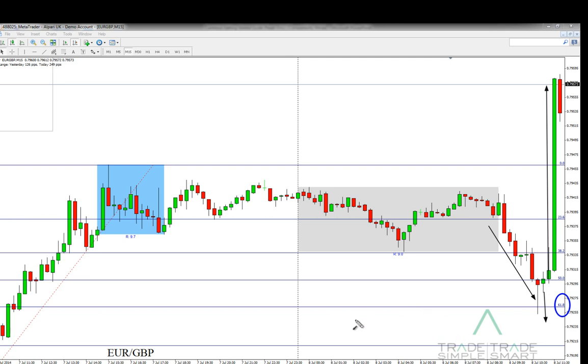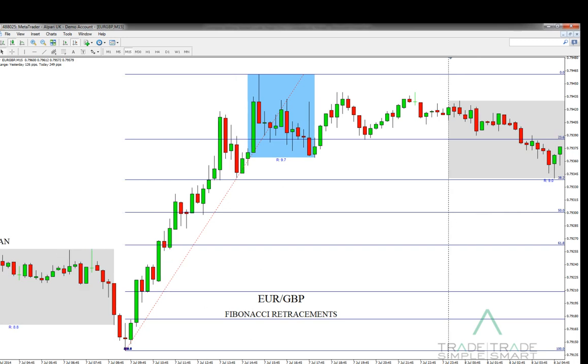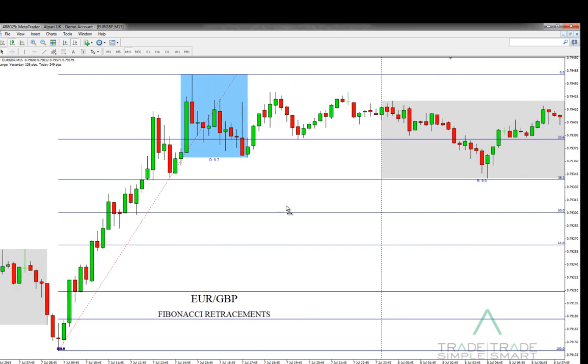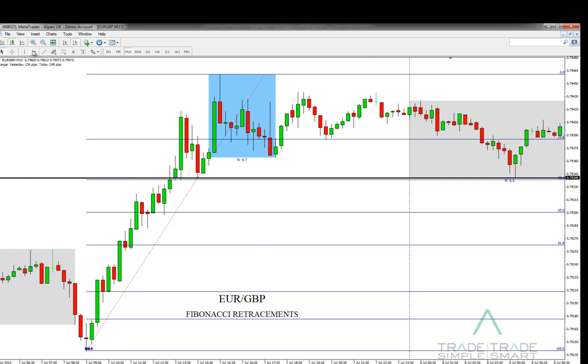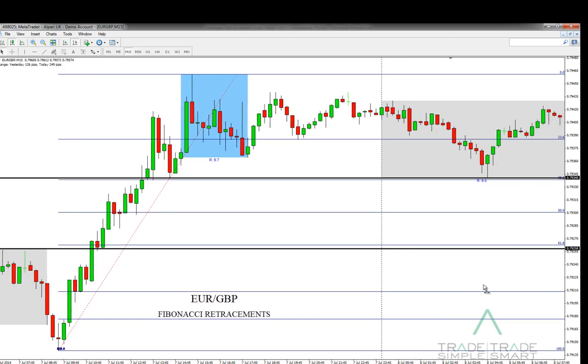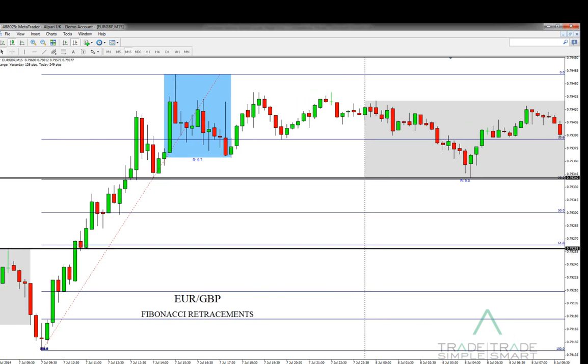Okay, so it's the exact same process as with the other horizontal levels. If we go back to the previous day and we mark out the obvious support and resistance levels for the current day, we would have the support of the Japanese session, and then we would also have the highs of the previous day's Japanese session. Straight away, we can see that this overlaps with the 0.618 internal retracement.